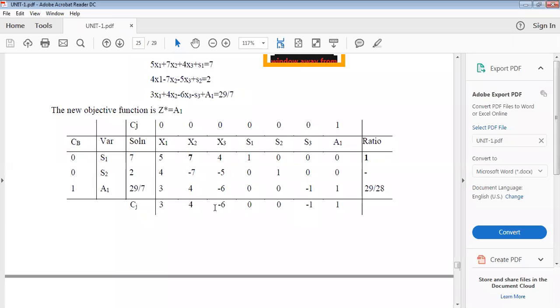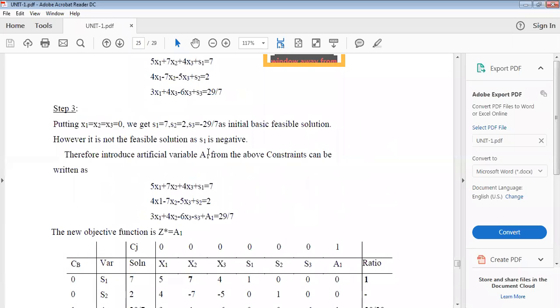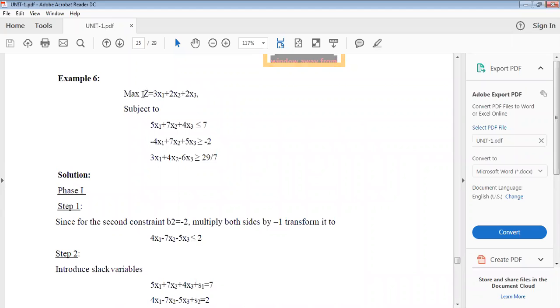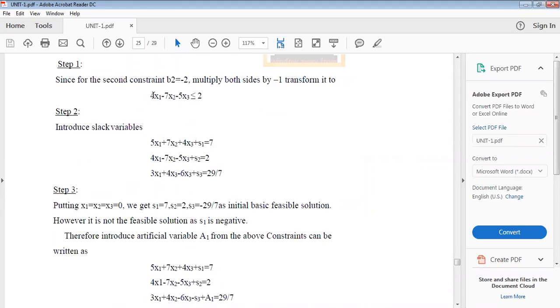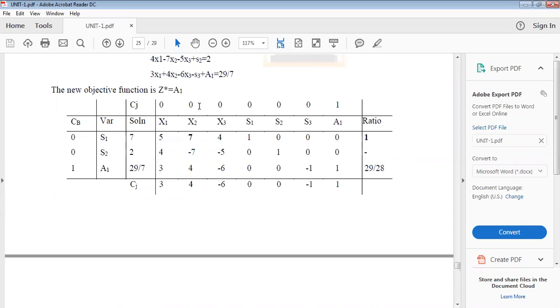Among all the values, because this is a maximization problem, maximum Z is as given. Among 3, 4, minus 6 and all those values, the maximum positive value is 4. So therefore, this is the entering column. And these are the elements of the entering column. 7 by 7 is 1. 2 by minus 7 is negative, and you should not consider negative ratios.